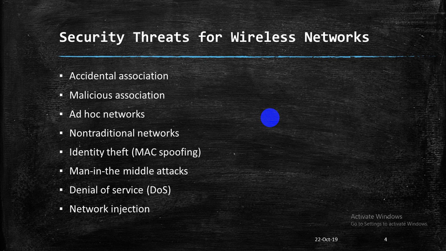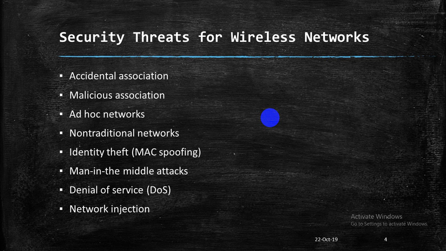What is accidental association? Company wireless LANs or wireless access points in LANs in close proximity may create overlapping transmission range. Malicious association: in each situation, a wireless device is configured to appear to be a legitimate access point. Ad hoc networks are peer-to-peer networks between wireless computers with no access point between them. Non-traditional networks include personal networks, Bluetooth devices, barcode readers.